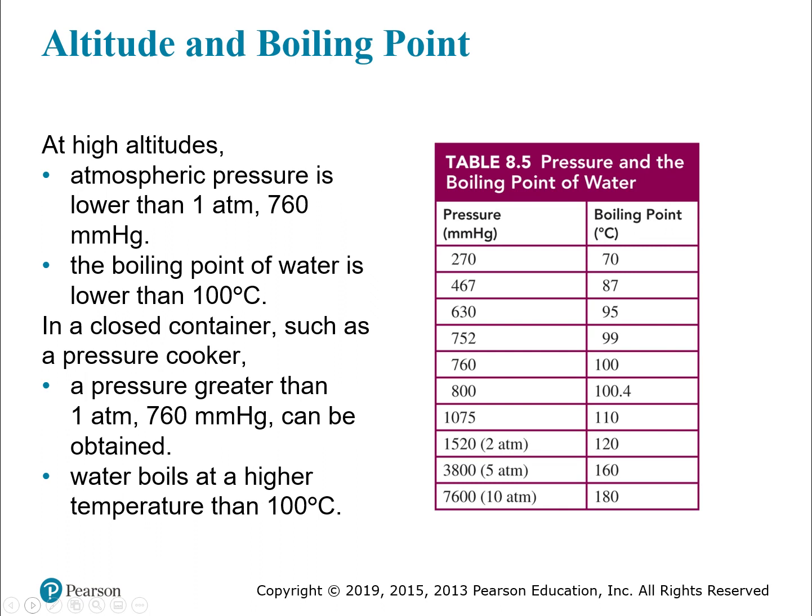At high altitudes, the atmospheric pressure is lower than 1 atmosphere. So the boiling point of water is actually going to be less than 100 degrees Celsius. So let's say you're in Denver, Colorado for some reason, and you want to boil water. The temperature that the water will boil at is slightly less because the atmospheric pressure is a little bit lower.